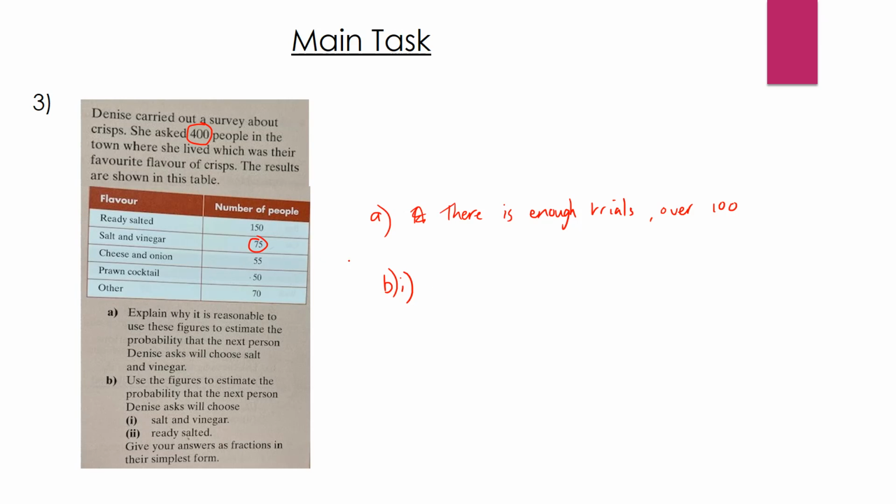Part B then, what's the probability of the next person choosing salt and vinegar? Well, salt and vinegar got 75, so 75 out of 400. As a fraction in its simplest form, it will cancel down to 3/16. And part B, for ready salted, that would be 150 out of 400, which is 3/8. Apologies, that's that one. And this one would be 3 out of 16 cancelled down here.